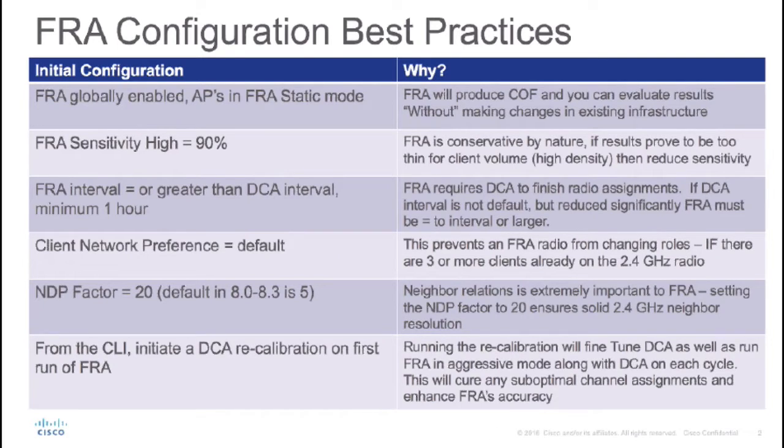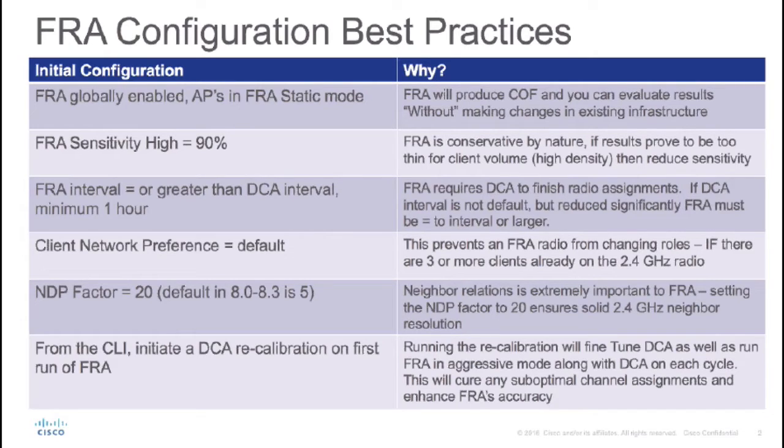Neighbor discovery packet factor. This is a very, very important piece. Neighbor relations is extremely important to FRA. And there were some changes done to the default pruning timer or retention value for NDP messages. That was done in 8.0. In 8.1, we have the ability to change that to increase the timer.